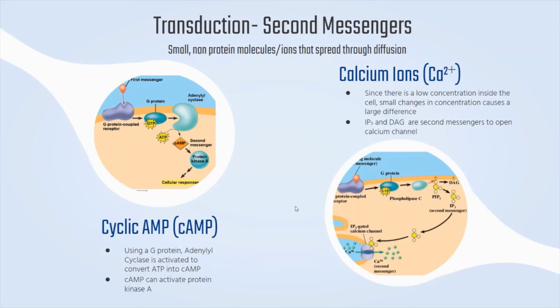Another second messenger is calcium ions. And since there is a low concentration inside the cell of calcium ions, a small change in the concentration of these ions will cause a large difference. And within the calcium ion second messengers, IP3 and DAG are other second messengers to open this calcium channel. So you can see DAG and IP3 are being used to open the calcium channel. And this IP3 gated calcium channel is found on the ER, or the endoplasmic reticulum, and empties calcium into the cytosol.